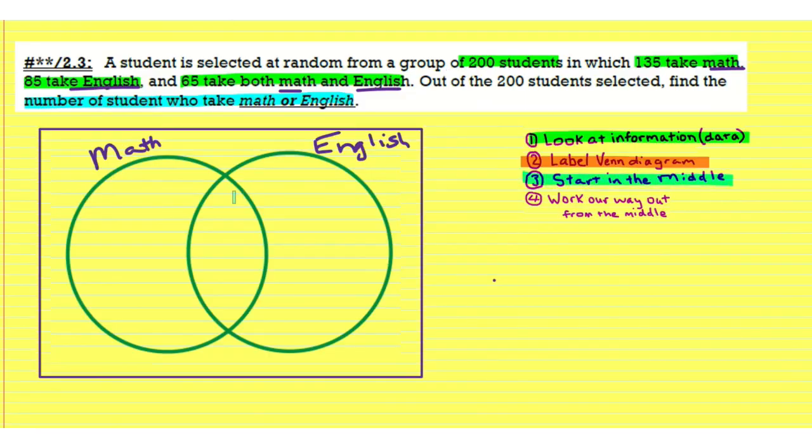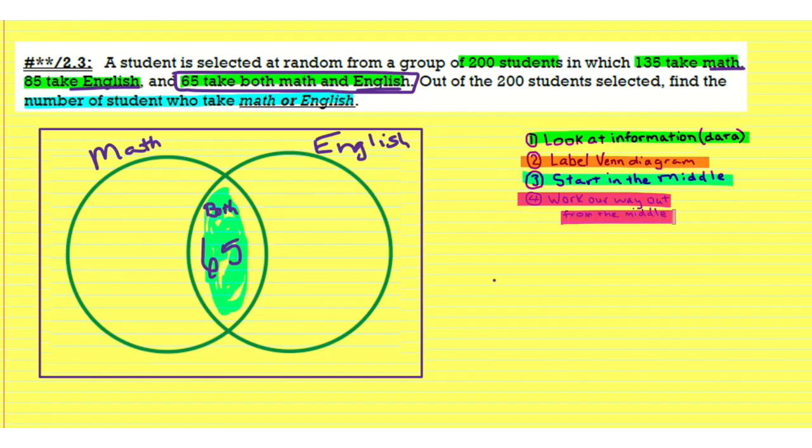So we want to start in the middle. So that means we need to find the middle number, which is going to be the overlap between math and English. It also is the word "both." It's like people who took both math and English. Well, up in our information, it says here that 65 take both math and English. So they've given us our middle number. 65 is how many people took both math and English. Okay, so now from this point, we're going to work our way out from the middle.